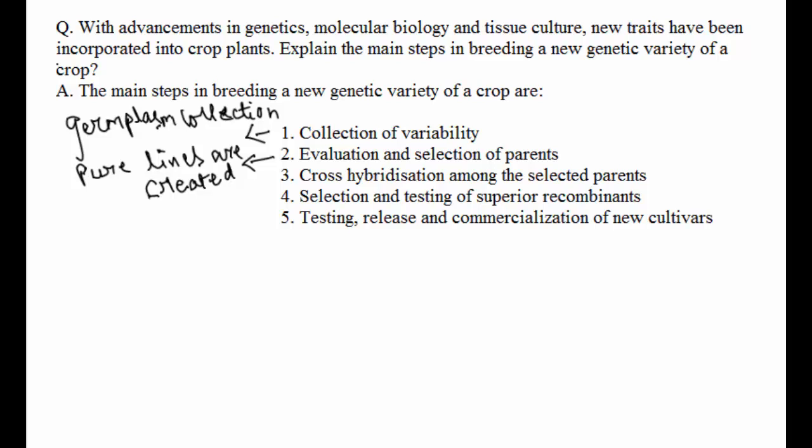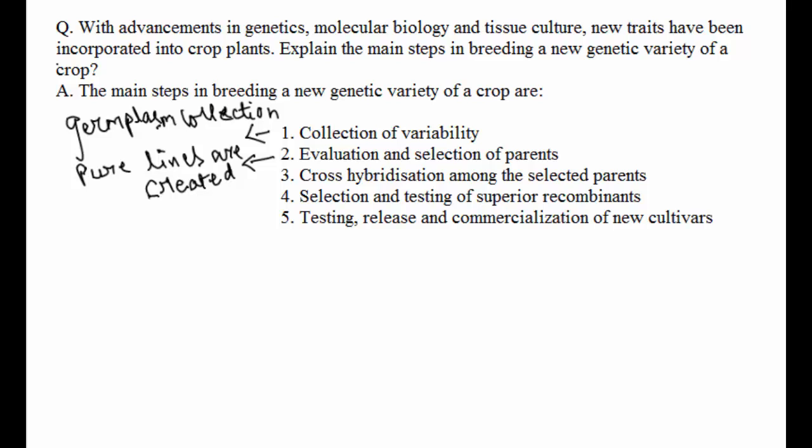So the newly selected lines are evaluated for their yield and other agronomic traits of quality and disease resistance. So once the varieties are produced, we need to check for their quality and disease resistance. This evaluation is done by growing these plants in the research fields and recording their performance under ideal fertilizer application, irrigation, and other crop management practices.